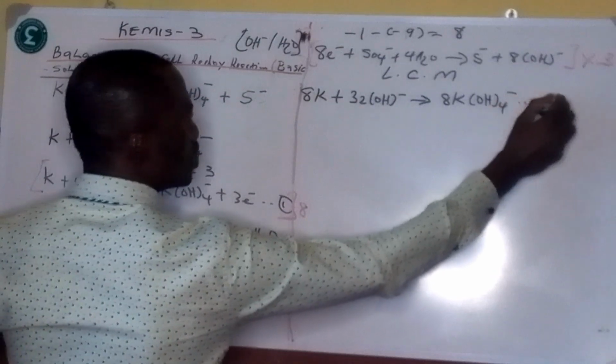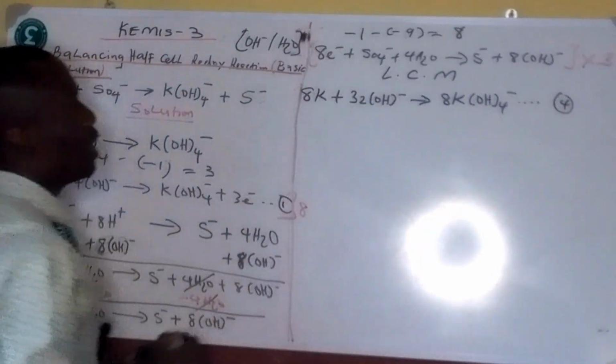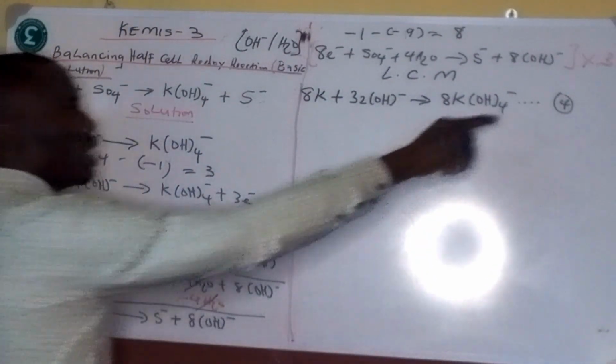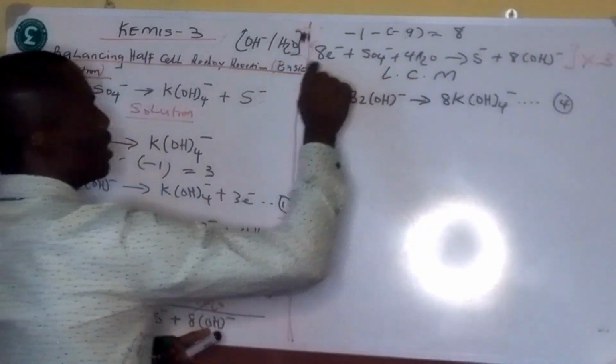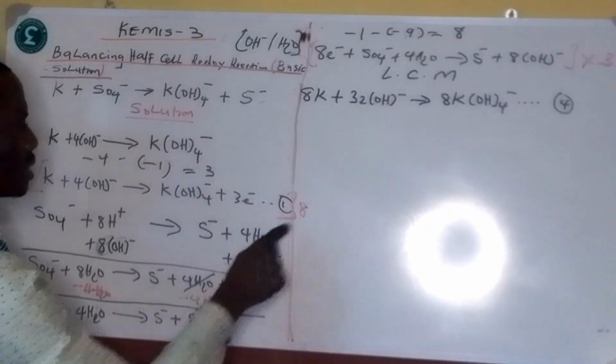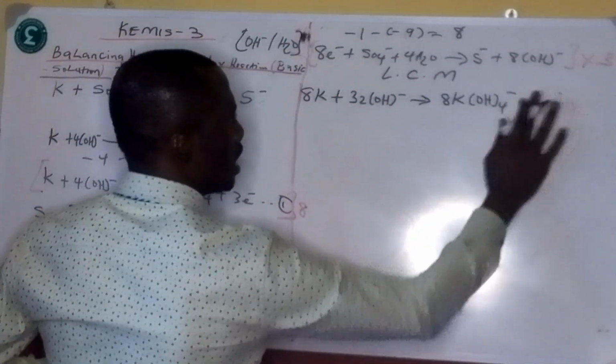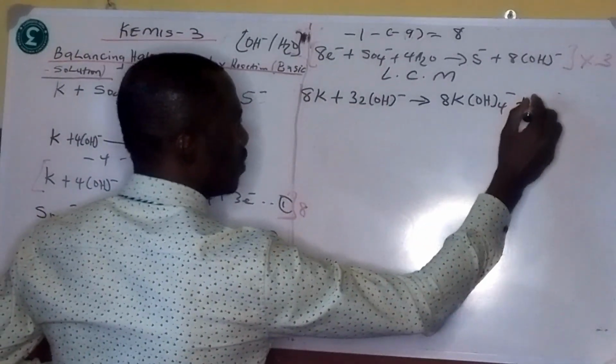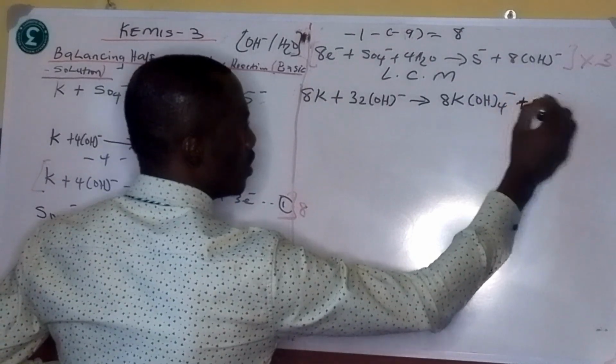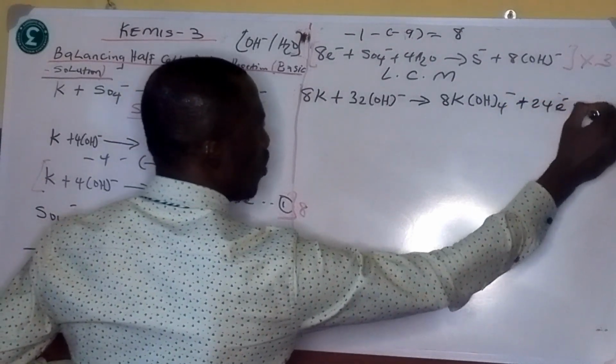Let me call this equation 4. Alright, now having done that, I'm going to pick up the next equation. Before we do that, 8 times 3, I have not put that. 8 times 3, that is 24. 24 electrons, equation 4 now.